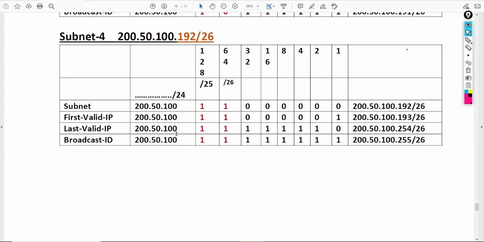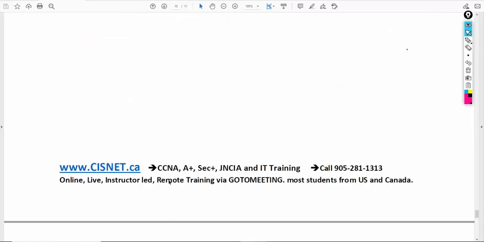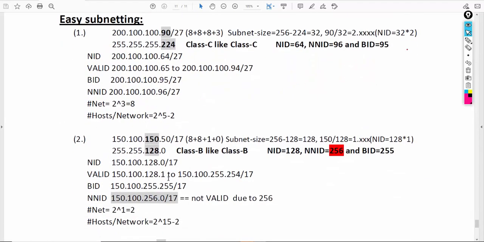Now I'm going to show you 3 examples of easy subnetting. I will hide the answer, then I will try to get you the solution, so that way you know how to do the easy way. I'm going to wipe out everything, guys. Then we'll unhide and check the answer.